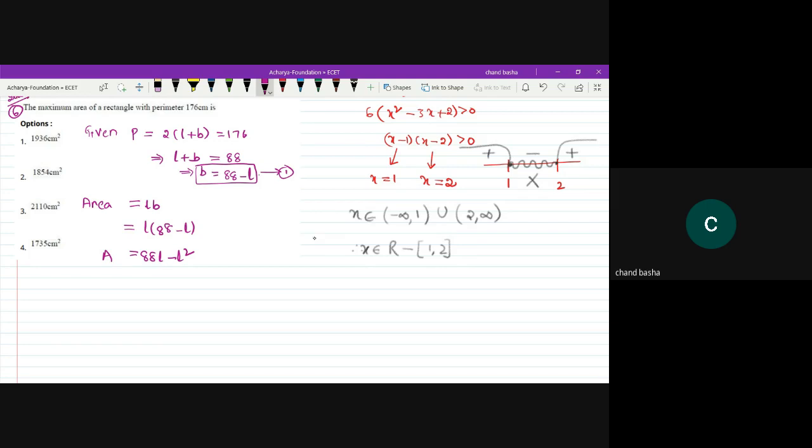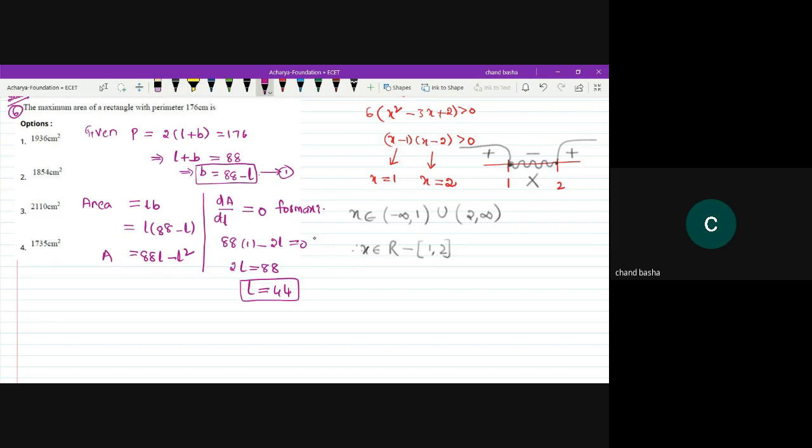Area is to be maximum. For maximum, dA by dL is equal to 0. Now we are finding dA by dL is equal to 0 for maximum. So dA by dL means 88 into 1 minus 2L is equal to 0. 2L is equal to 88. So L is equal to 44. What is he asking? What is the maximum area?